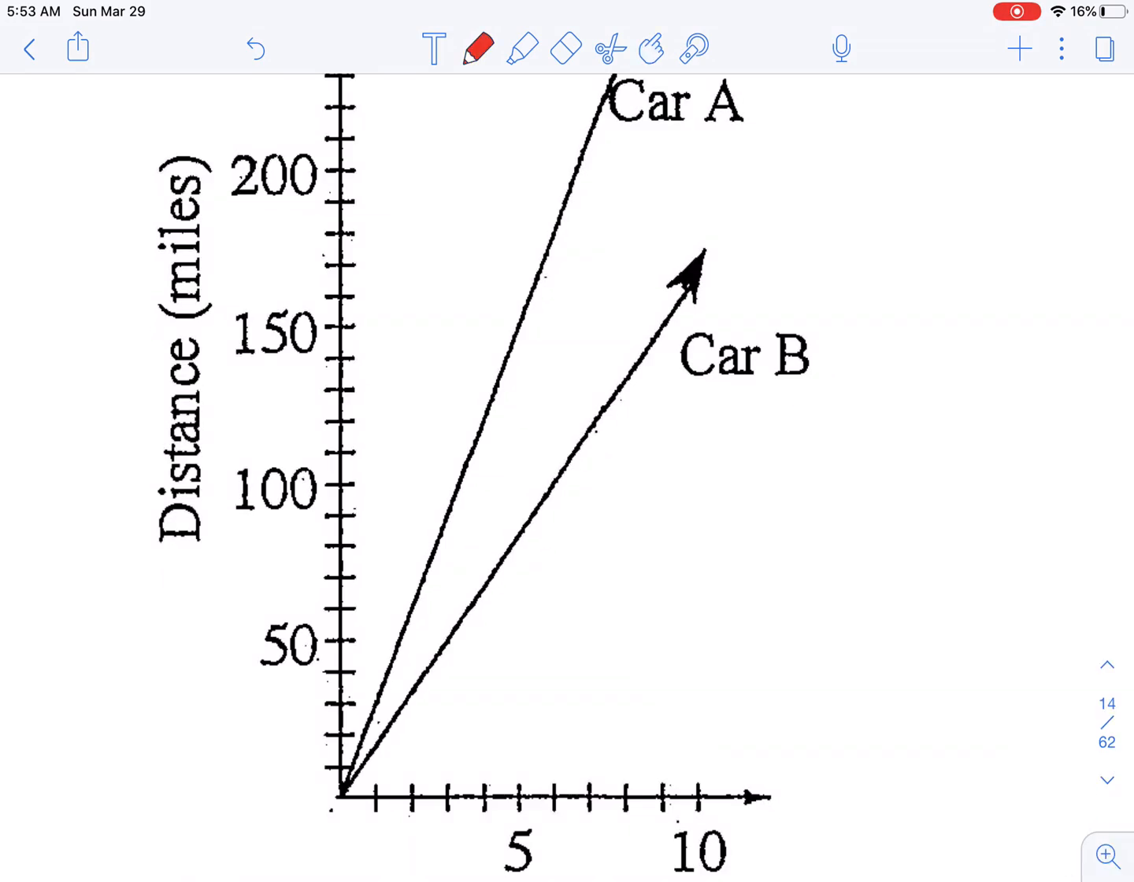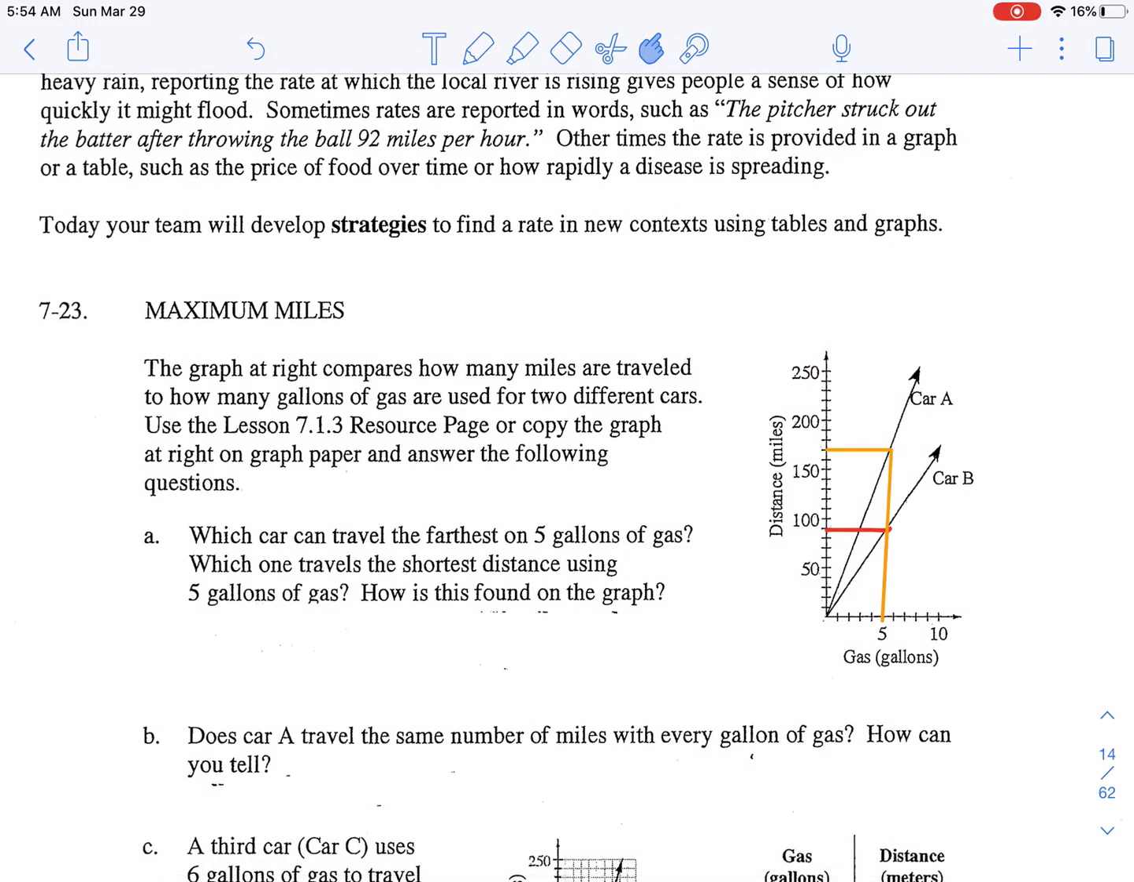And at 5 gallons, we can see that car B, nope, that wasn't straight. Okay, and I'm going to switch colors for car A at 5 gallons. Who went further? Car A or car B? Well, car A went further. So I used that theory of that slope triangle to find that. So car A travels further.